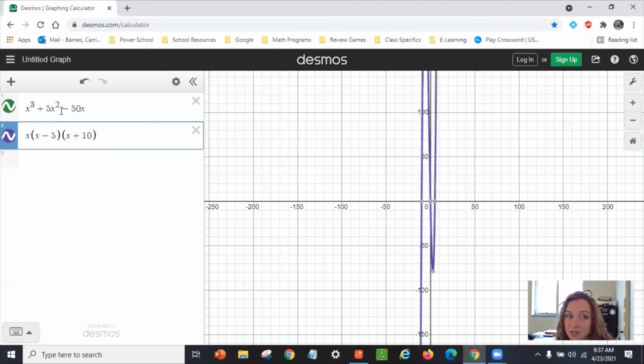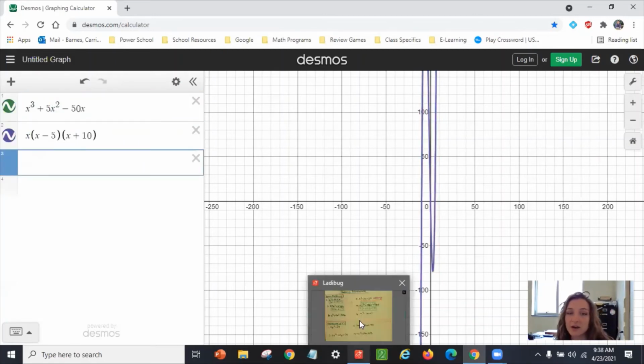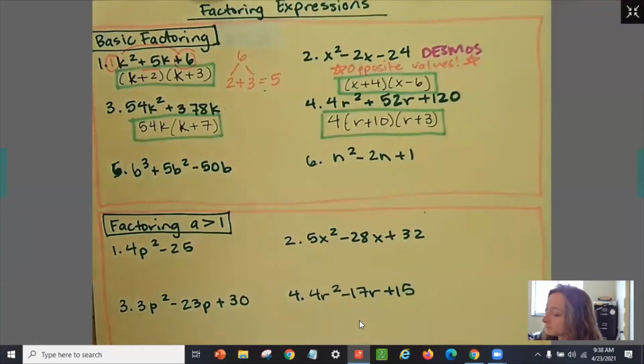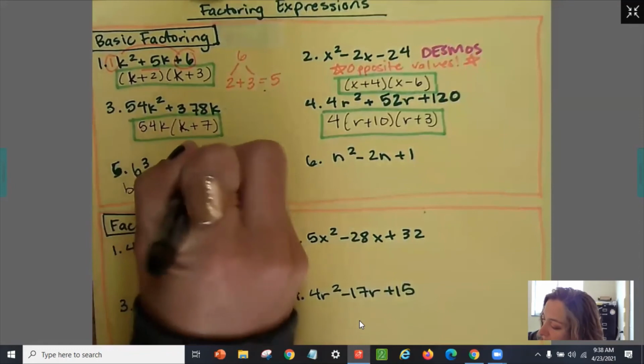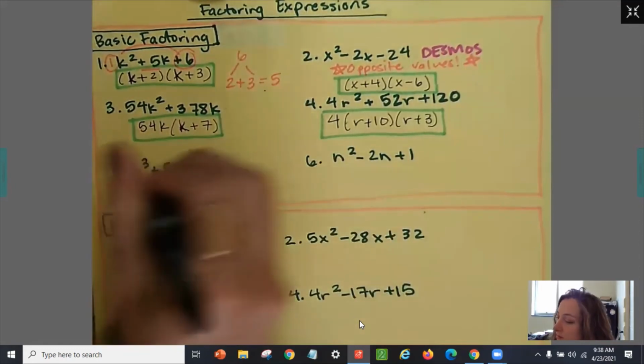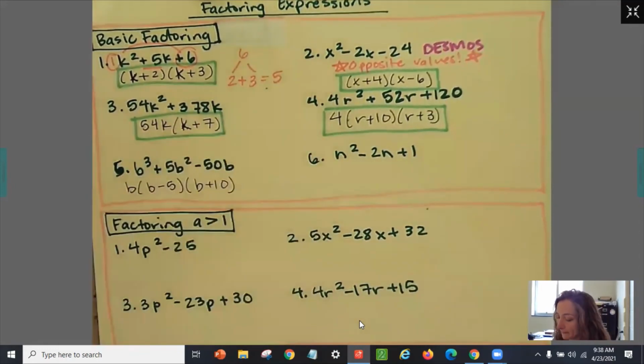This is our answer. And another way you could tell that you're pulling out an x is because you do have an x in every single thing here, which is why if you were factoring by hand, you would pull out an x at the beginning. So it's going to be x, x minus 5, x plus 10. b, b minus 5, b plus 10. Okay, we're going to do one more.